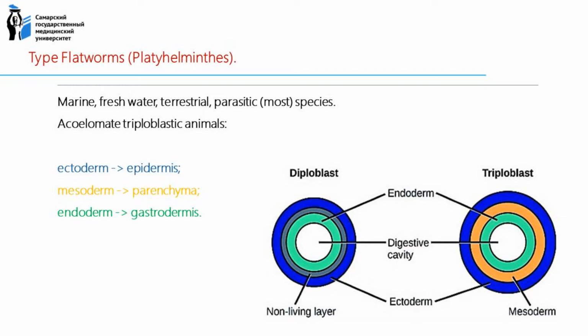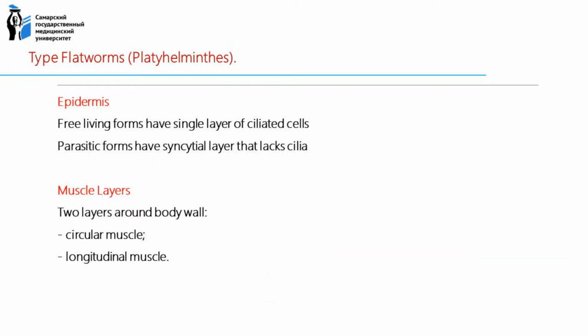The body of flatworms is usually elongated and slender, leaf-like or long and ribbon-like. The flattened body allows them to still rely on diffusion for exchange of gases, nutrients, and wastes. Epidermis: free living forms have a single layer of ciliated cells. Parasitic forms have a syncytial layer that lacks cilia. Muscle layers: two layers around the body wall, circular muscle and longitudinal muscle.